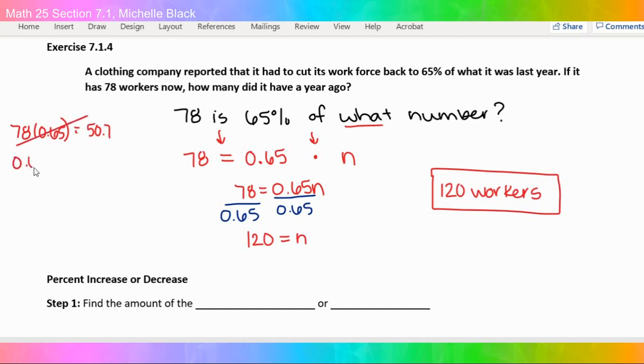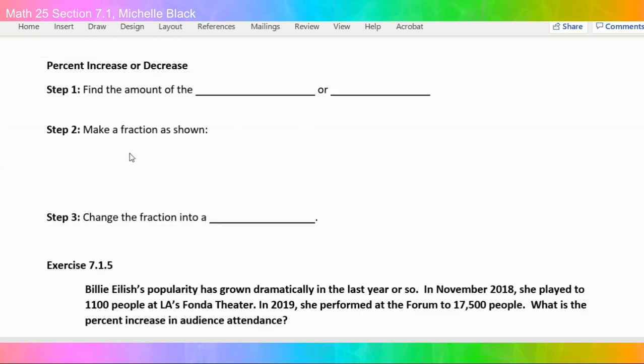Then you could try to divide. If you do 0.65 and you divide it by 78, you get back a really small number. You get 0.008 something. So it's not even a whole person. So common sense, that doesn't make sense. But when you divide the way that we found from our translation, we get back a number that actually makes sense in this problem. We get back a number bigger than 78, which we should get back because we supposedly had more workers last year.